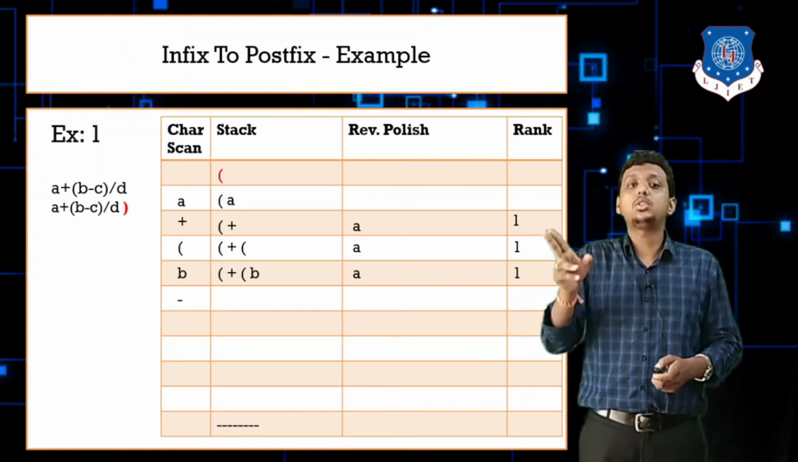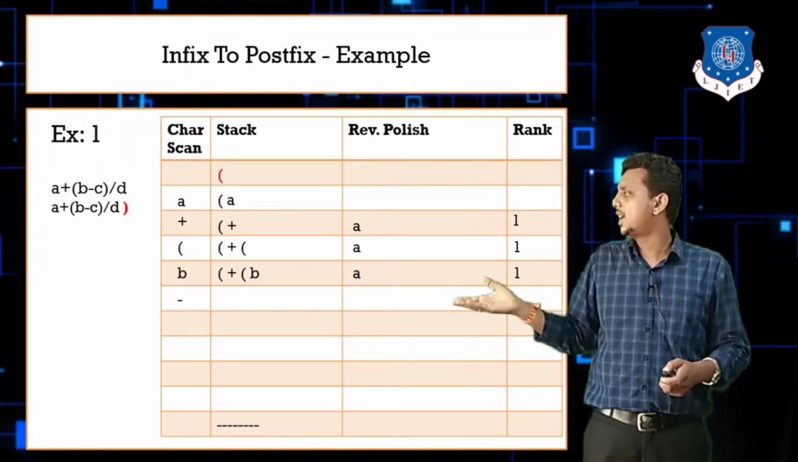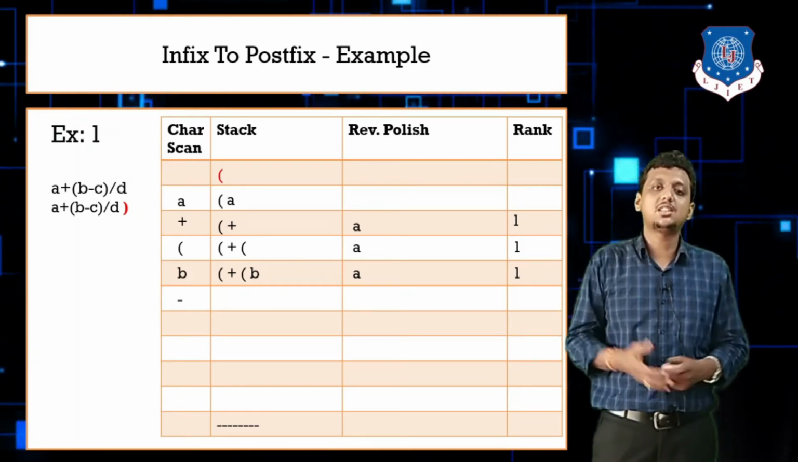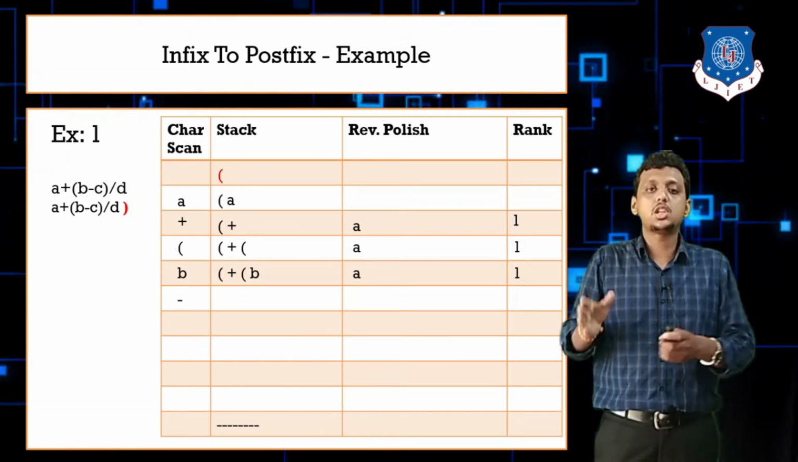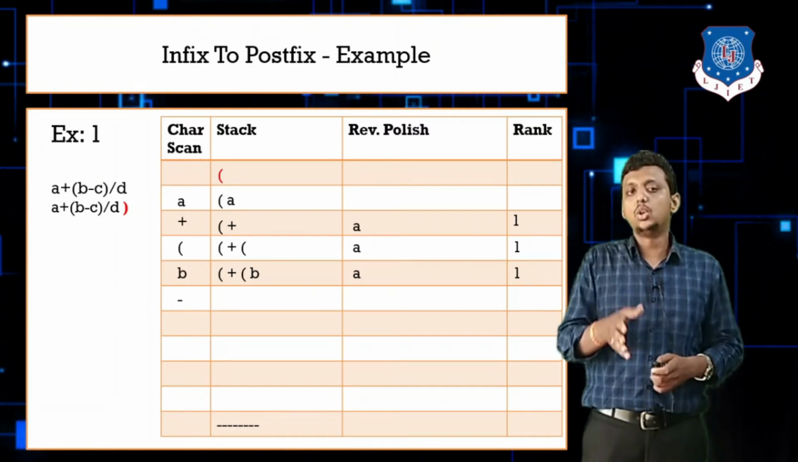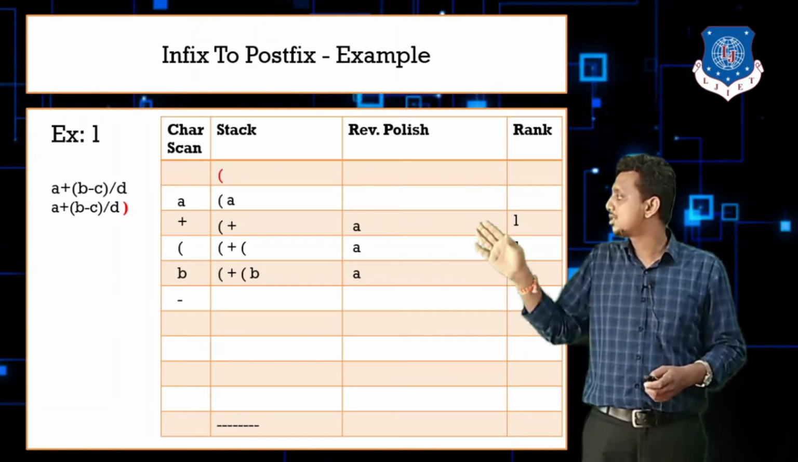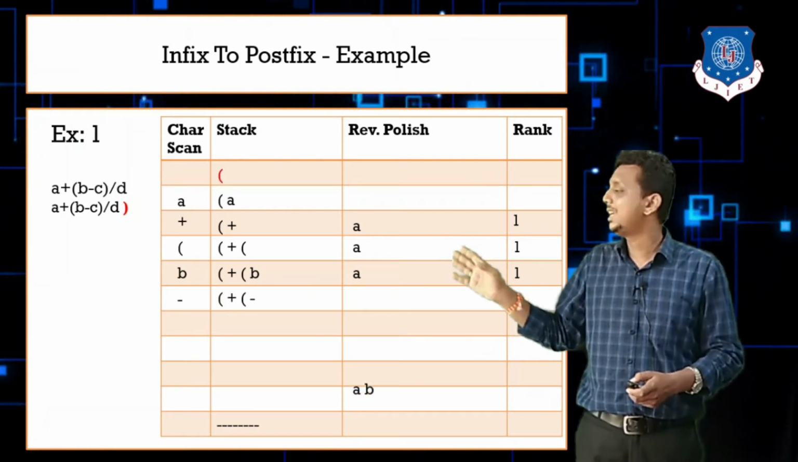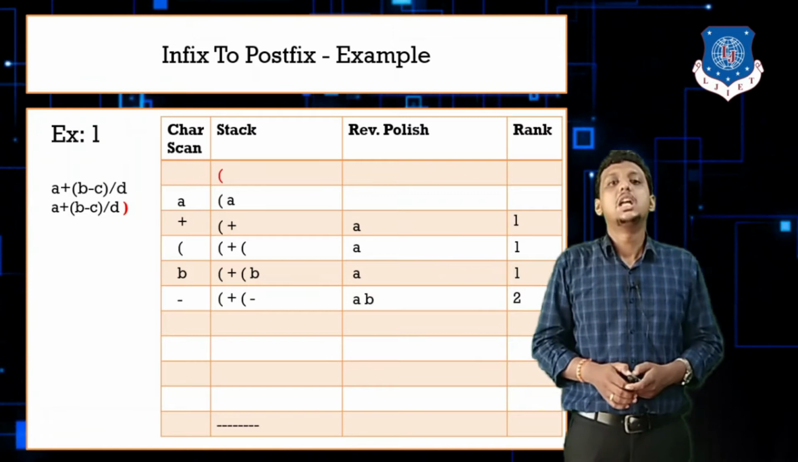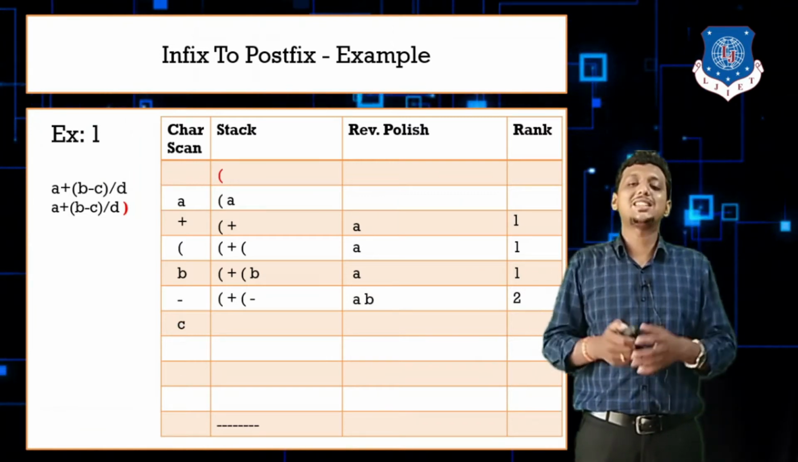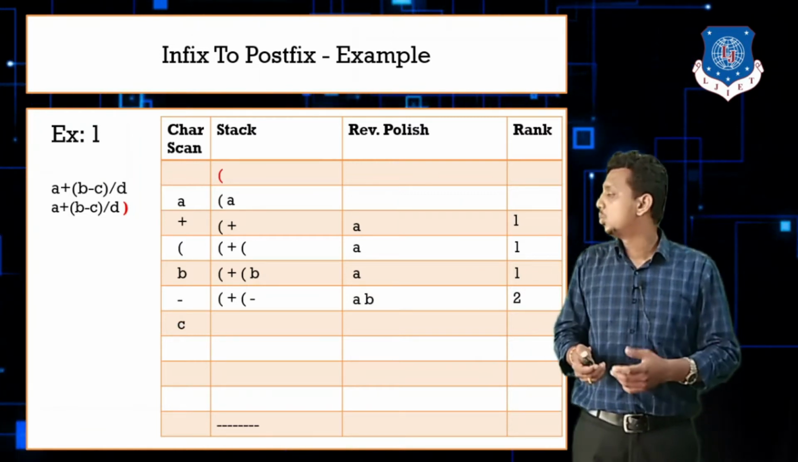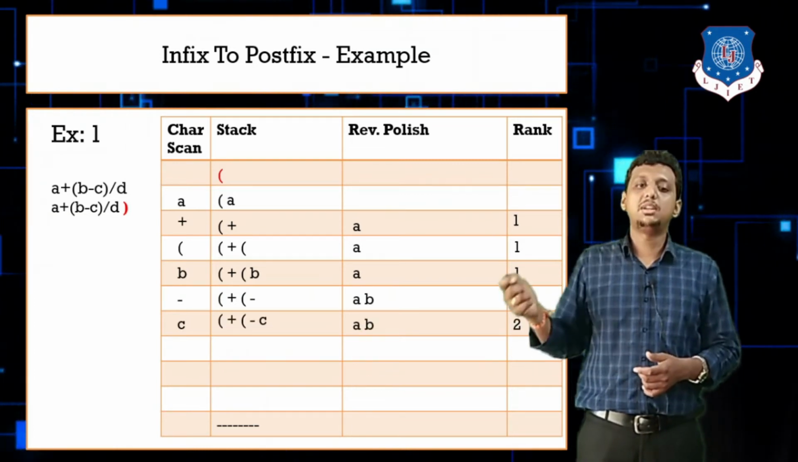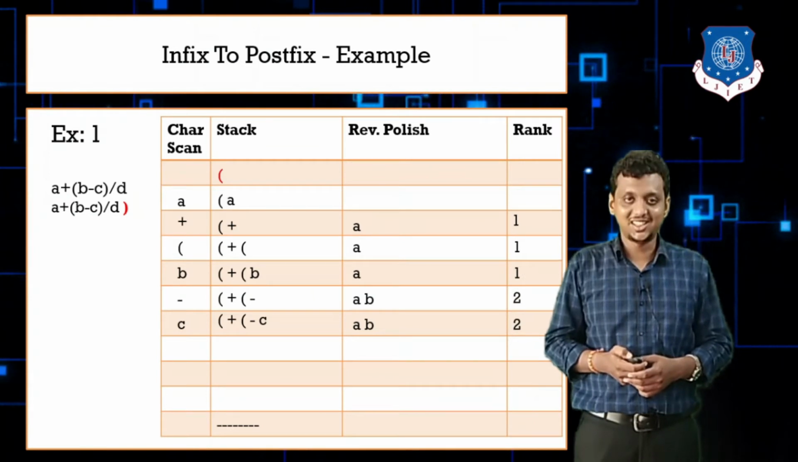But what about the opening bracket? See, the opening bracket inside the stack has precedence 0. So obviously minus has higher precedence than the opening bracket inside the stack, so you just need to push minus there. The whole thing becomes opening, plus, opening, minus. Then we have reverse polish AB, rank becomes 2. What is our next data? Next is C. C is a character, push it inside the stack, and the reverse polish and rank remain as they are.